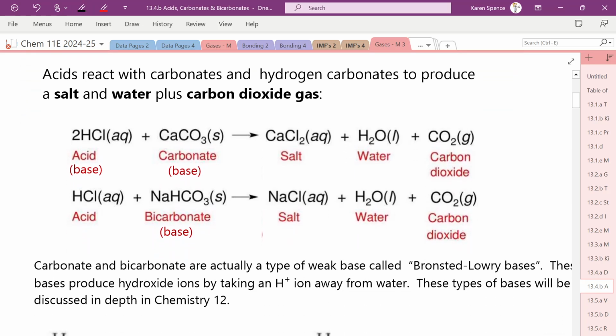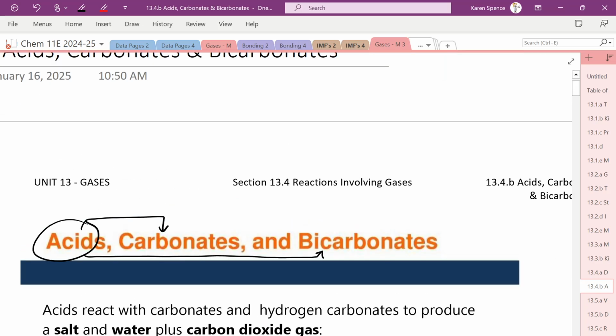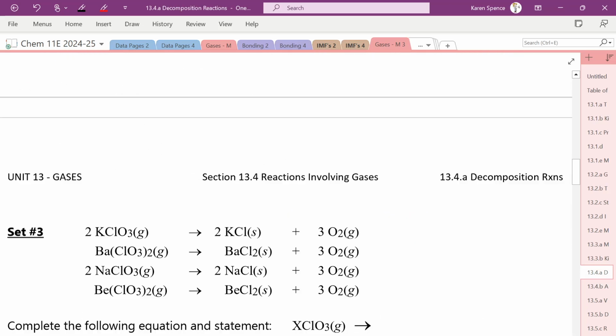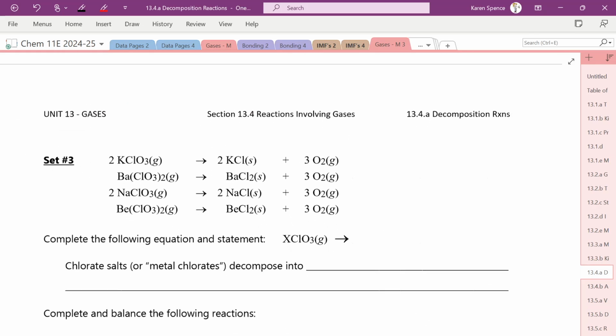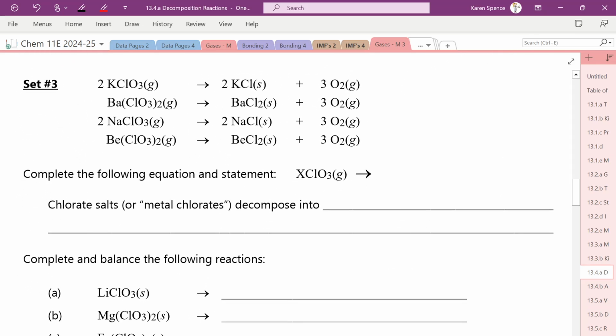Also, we're just skipping all the other ones. What do you mean all the other ones? There were other ones? There's like chlorate. Oh, there are. Okay. Chlorates. So are we doing this? Oh, let's do the chlorates.